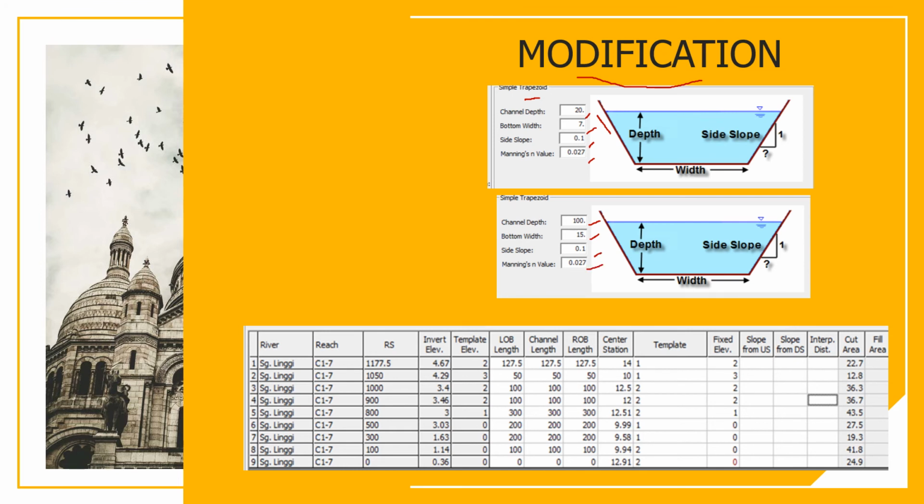As you can see here, this is all the modification I did. For the center station template, this is the first template and this is the second template. You can see I stated here the fixed elevation for the stable and flat bottom of the river.